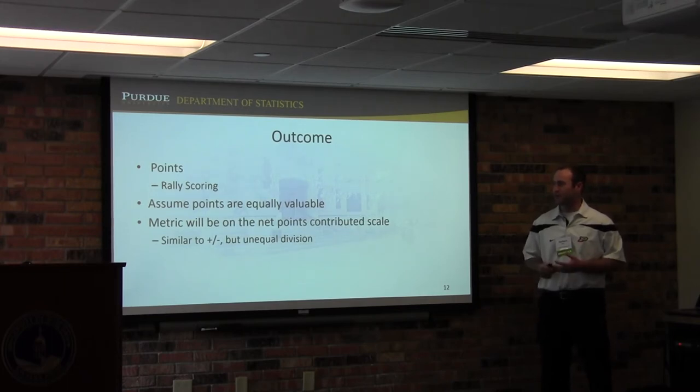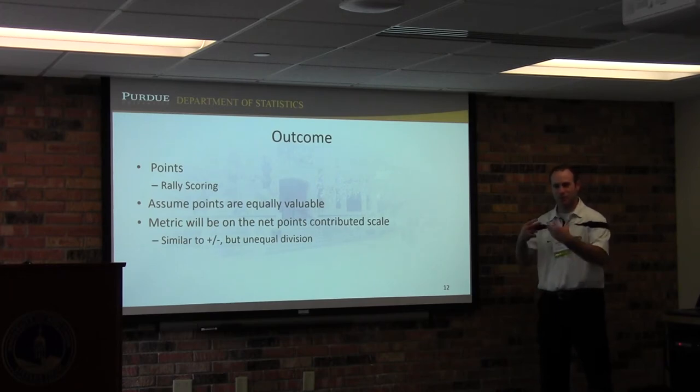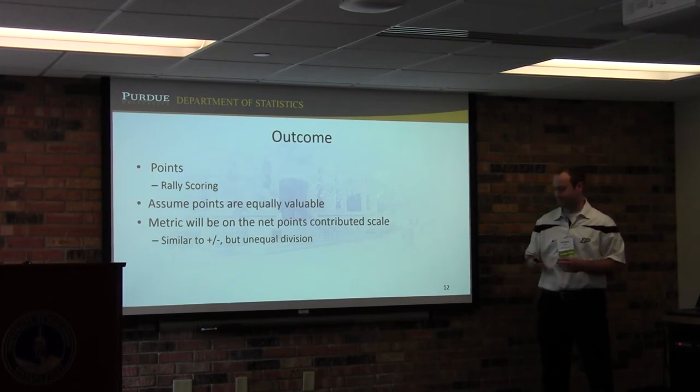We're assuming points are equally valuable at this point, and our end metric is going to be net points won, or net points contributed. Kind of like the plus-minus, exactly like the plus-minus. So if you tend to do more good things, you'll have a positive score. If you tend to do more bad things, you should have a negative score.